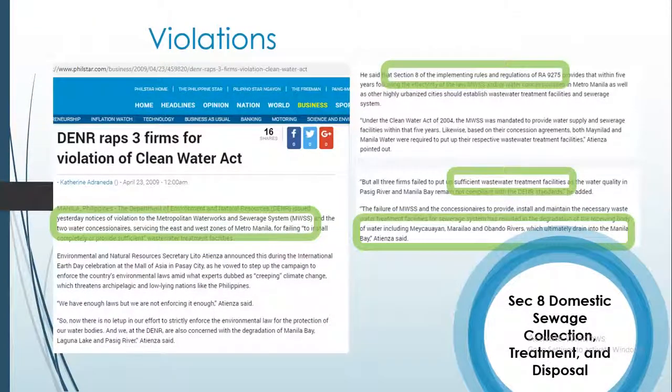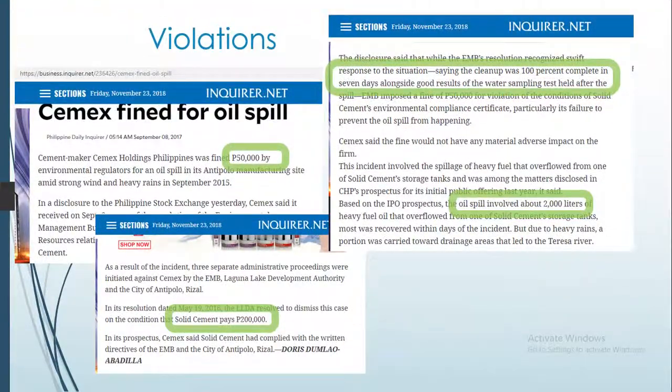Here are some of the violations and issues of the Philippine Clean Water Act of 2004 and of the Oil Pollution Compensation Act of 2007.